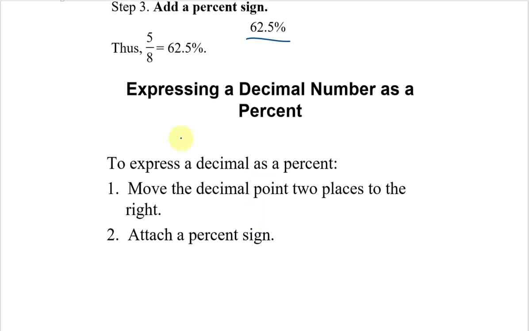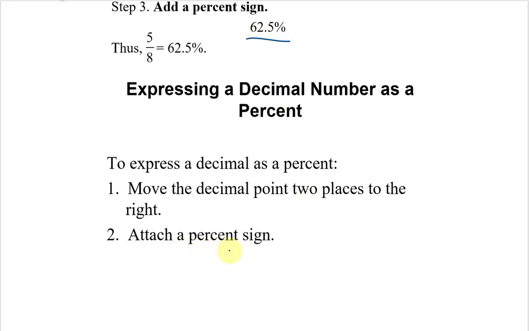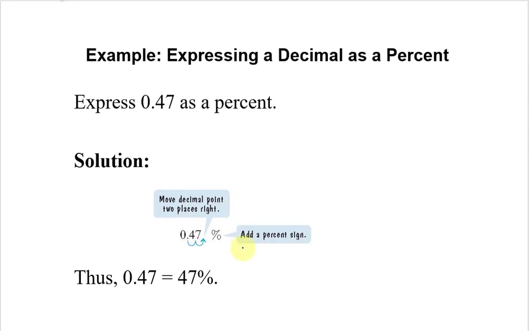Now you can also express a decimal number as a percent. The same thing here, we just move 2 places to the right and then add a percent sign. So for example, here 0.47. We move 2 places and place a new decimal point. So this is 47%, because the decimal point is now at the end, so it becomes 47%.